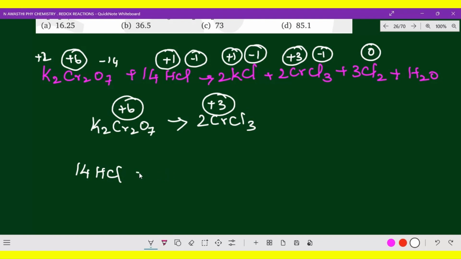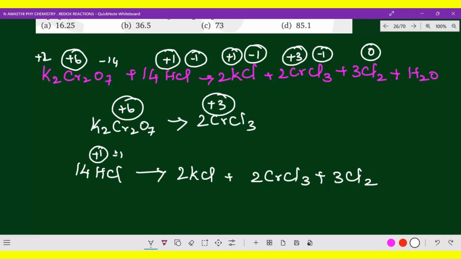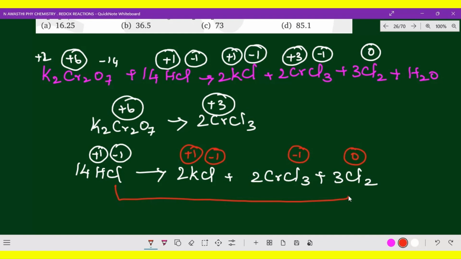So what are the things we can observe here? 2 KCl, where all the Cl is coming from, that also we have to identify, plus 2 CrCl3 plus 3 Cl2. Now here this is minus 1 and this is plus 1, right? I'm talking about the atoms. In this also minus 1, and here also minus 1 for each Cl, so minus 1 which is converted to 0, that point only we have to consider.